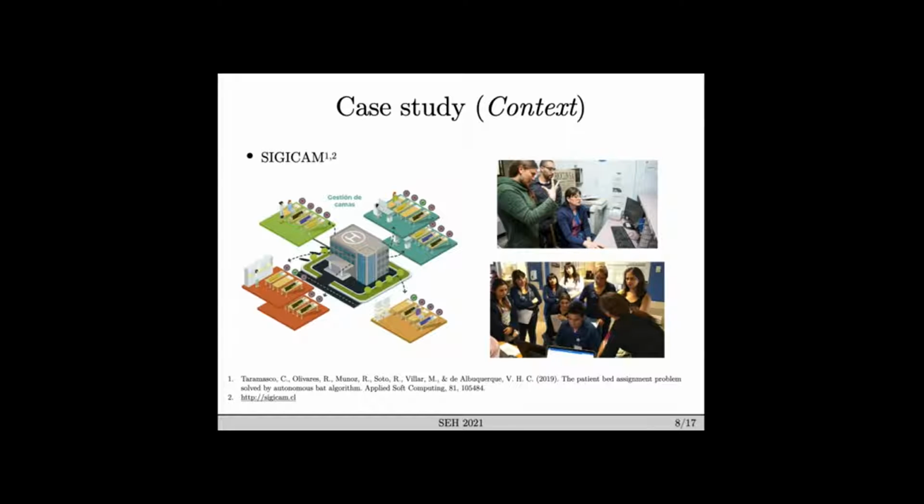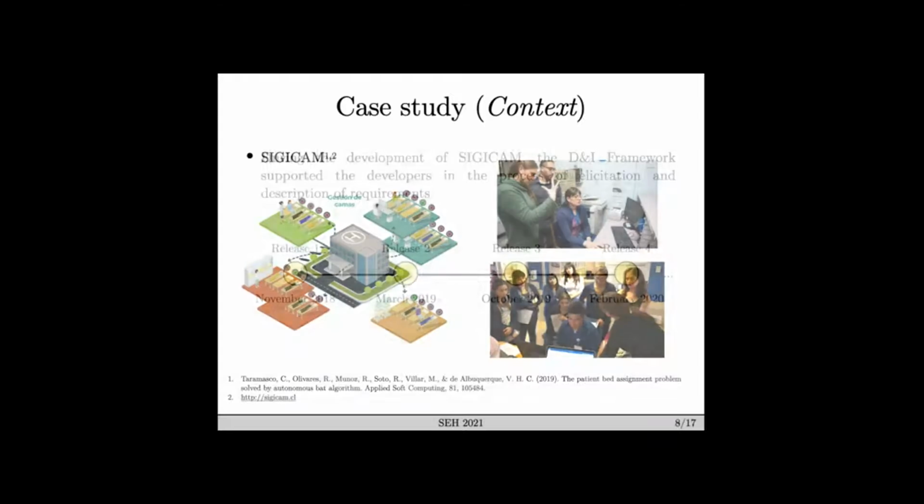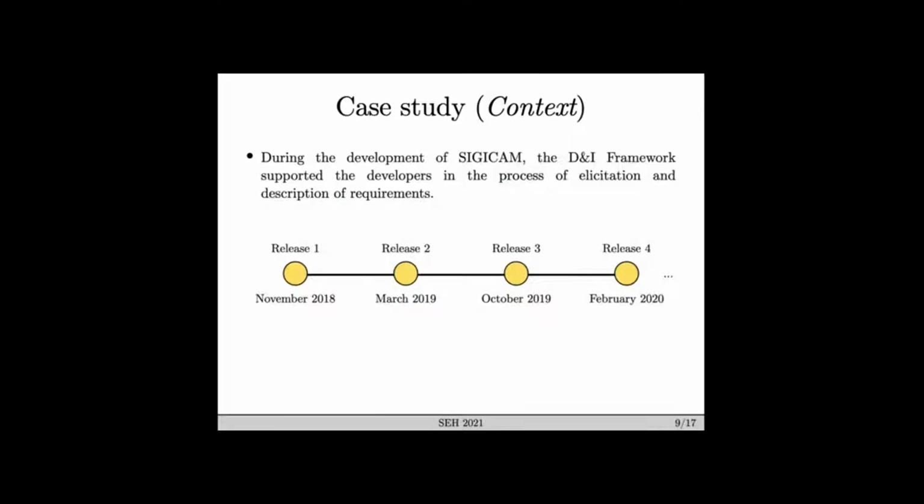So, to support the management of clinical beds in the Chilean health network, we have developed an intelligent system for the management and analysis of bed allocation called CGCAM. This system allows systematizing people's hospitalization in health centers of low, medium, or high complexity. During the development of CGCAM, the DI framework supported the developers in the process of elicitation and description of requirements.